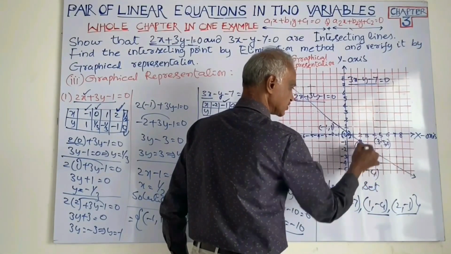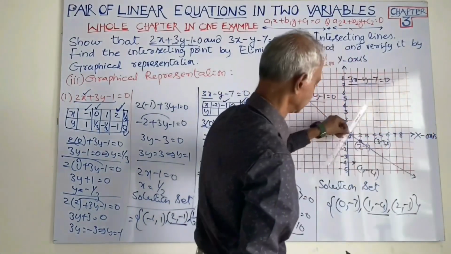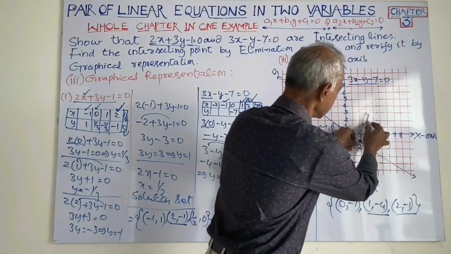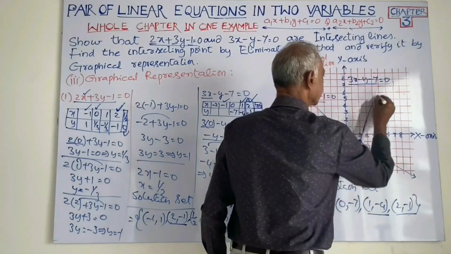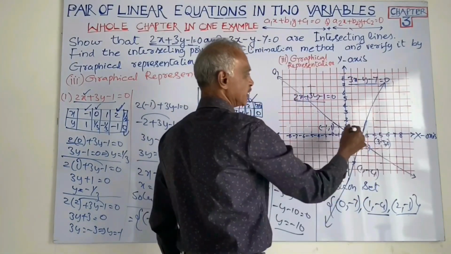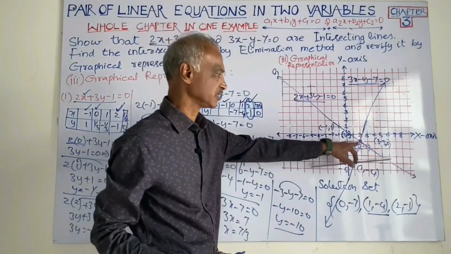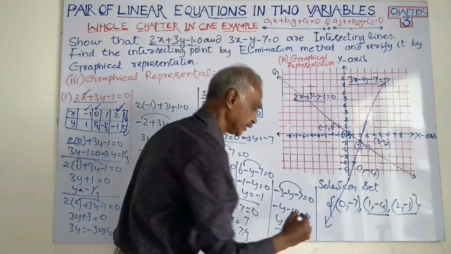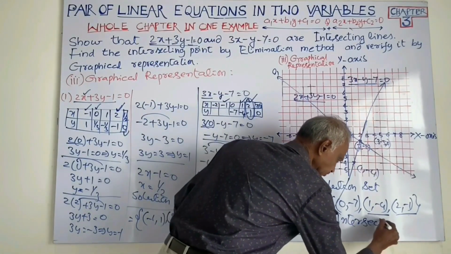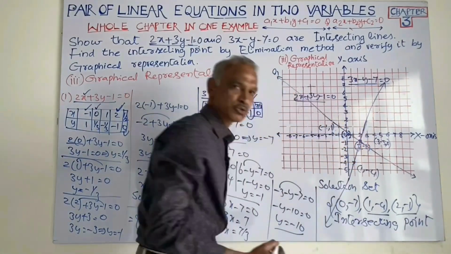Through these points, we will draw a line. I am drawing a straight line which is passing through these points. You draw a line passing through these 2 points. They are intersecting at (2, -1). What is the intersecting point? (2, -1) is the intersecting point of these 2 lines.